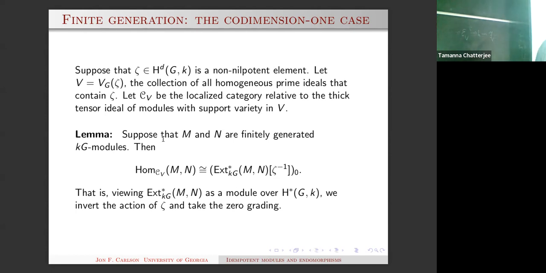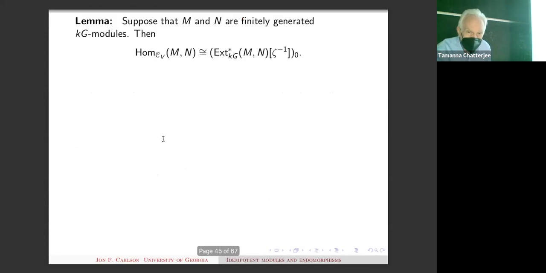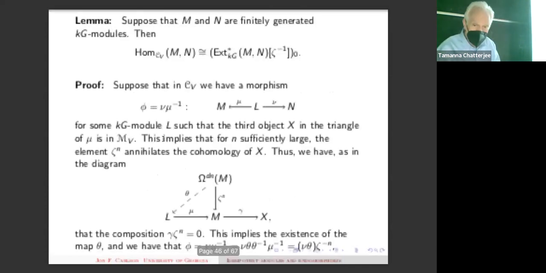I'm going to take the Ext from M to N, on which the cohomology ring of G acts. I'm going to invert this zeta again. I get a graded ring, and I'm going to take the zero grade. So it's more or less the same thing that you did before. Just to show you how some of this stuff works, let me give you a real quick proof of this. Okay, so this is what we want to prove, and here's the way you do it.